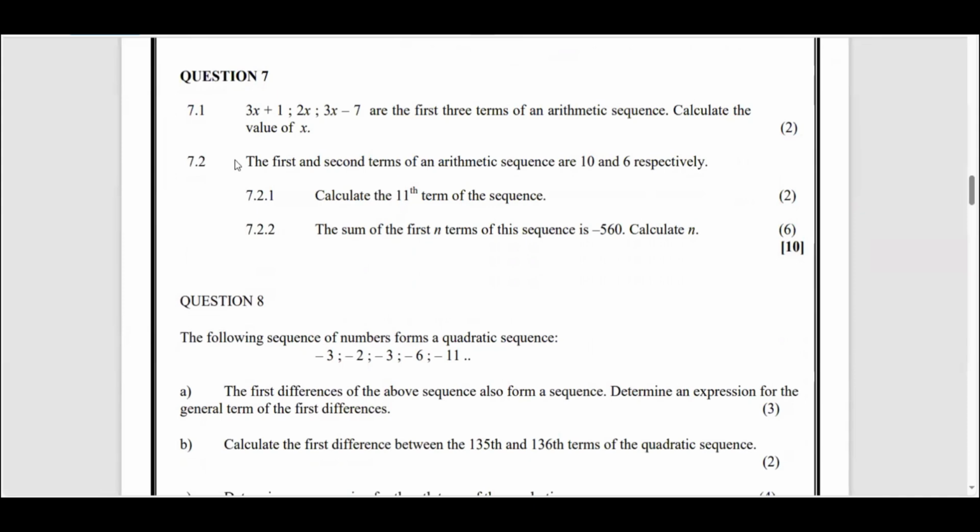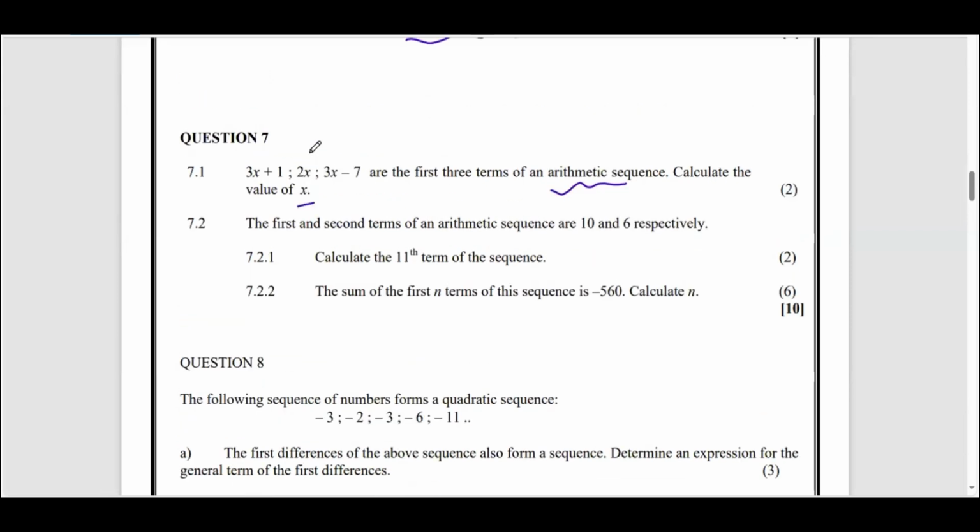Okay, so we have question number 7. Question number 7, pause, attempt, and then we go over it. Okay, 7.1. We have 3x plus 1, 2x, 3x minus 7 are the first 3 terms of an arithmetic sequence. They want us to get the value of x. So just like what we did above, let's get the differences and equate them. So the difference here is going to be 2x minus 3x. That's going to be -x. But we are subtracting 1.